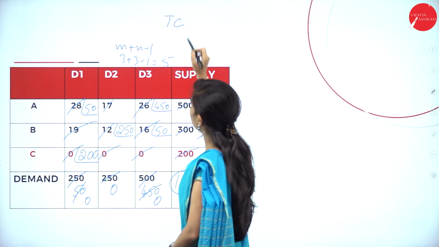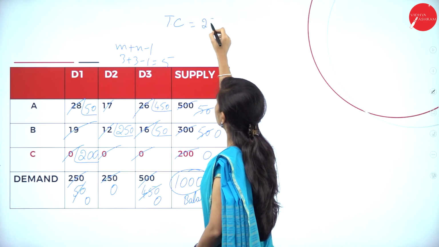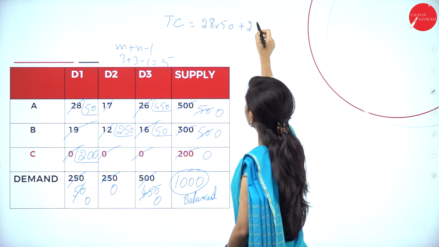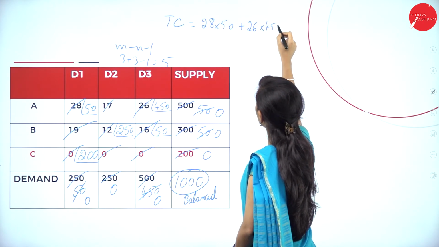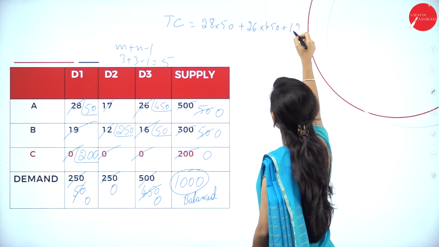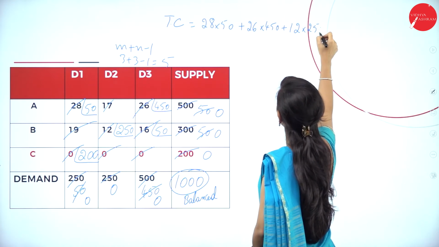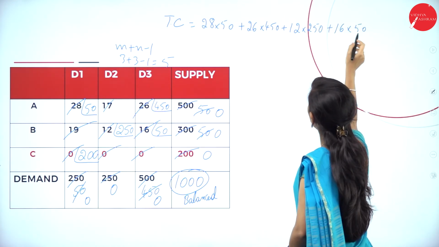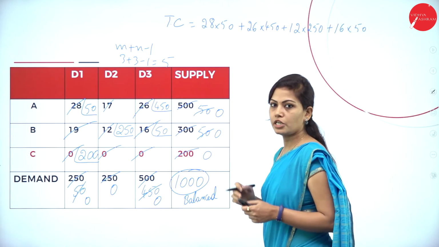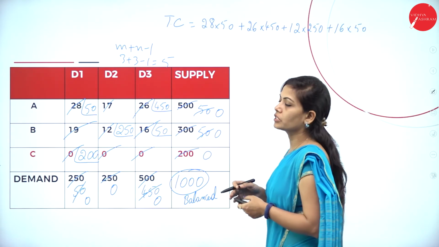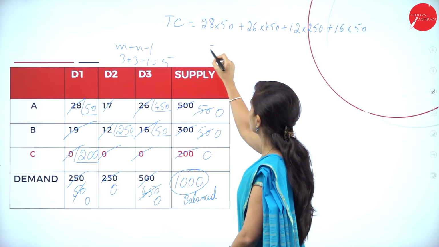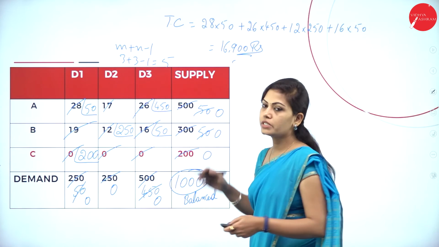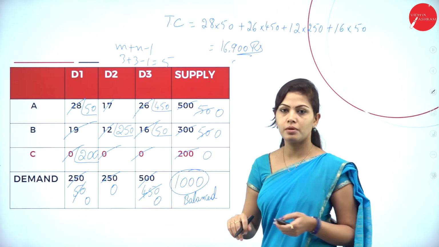Now, find the transportation cost. 28 into 50 and 26 into 450 plus 12 into 250 plus 16 into 50 plus 0 into 200 is 0 only. So, find the transportation cost. The final answer is 16,900 rupees. So, this is your transportation cost for this problem.